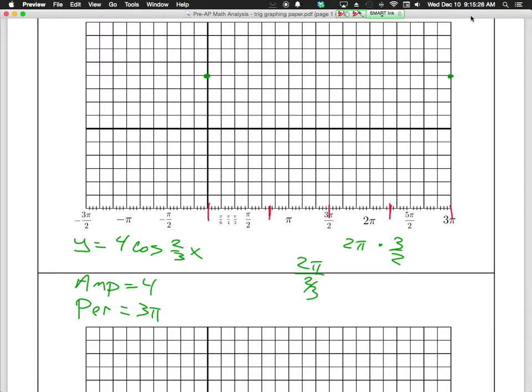Alright, so this starts up here at 0, 4. On my next mark, where do I need to be? Down. My next mark needs to be at 0. Okay? Then you connect your curves. Make sure it's a curve. Connect your dots with the curve.